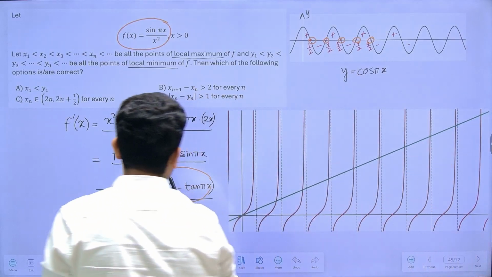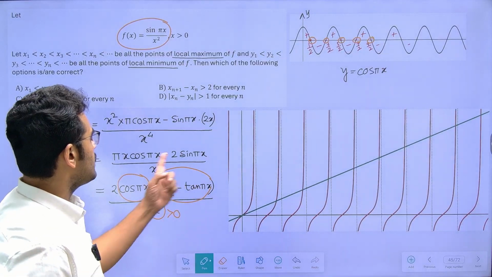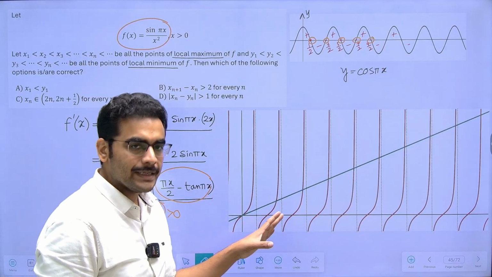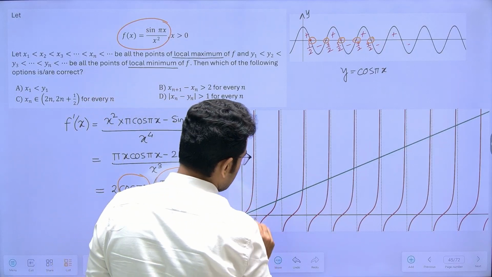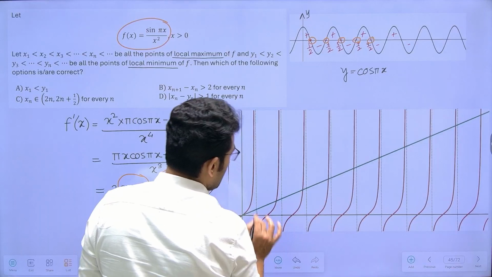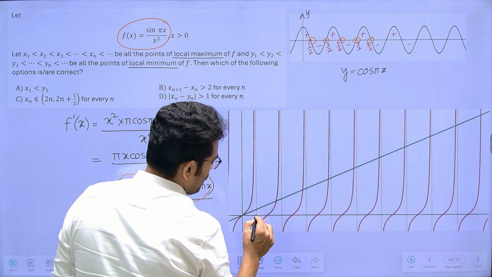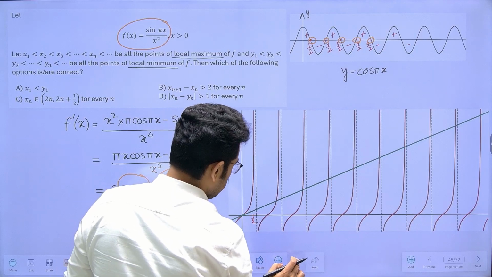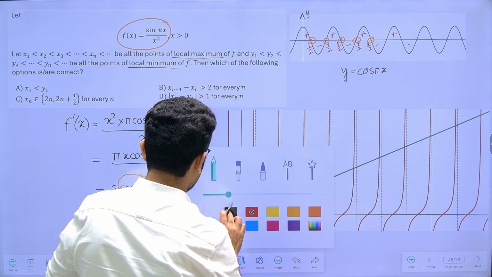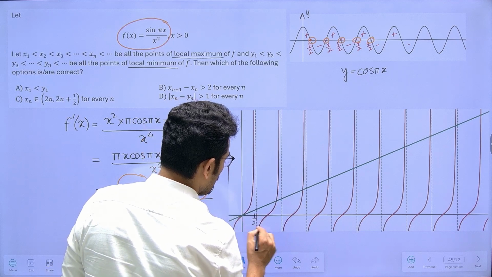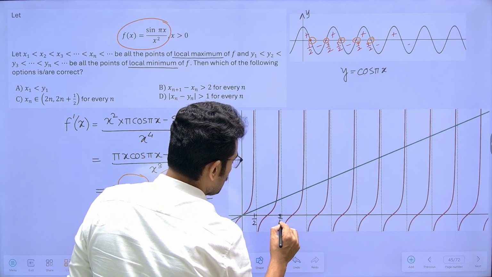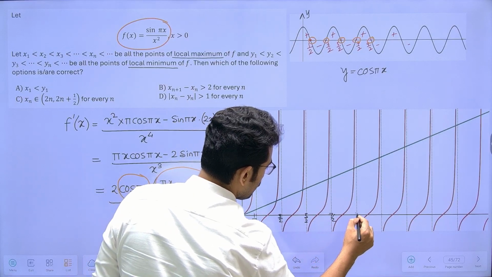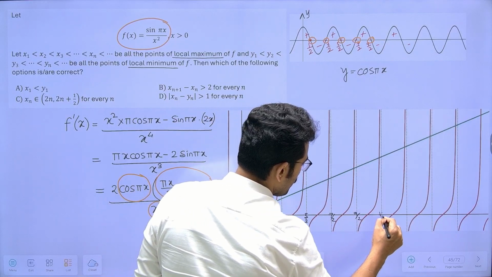And if I analyze πx/2 minus tan(πx), where this is changing sign, okay? So for that I have plotted the graph of tan(πx). You can see the graph of tan(πx), which is having the vertical asymptotes. This corresponds to x = 1/2. Next, this is 3/2. Next, it is 5/2. These are the vertical asymptotes in the graph of tan(πx).